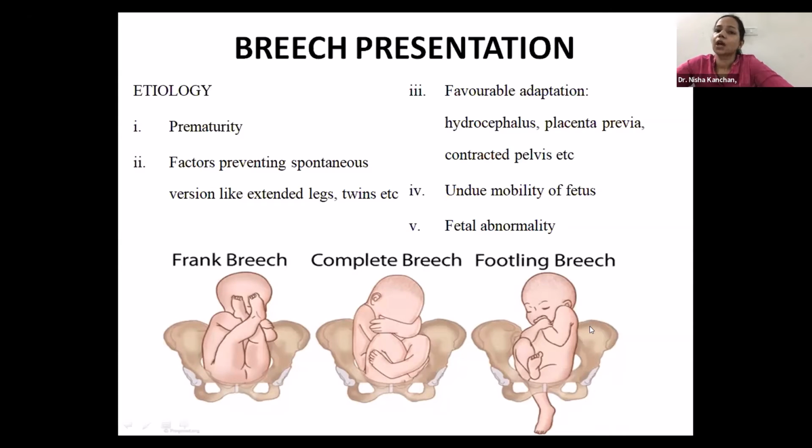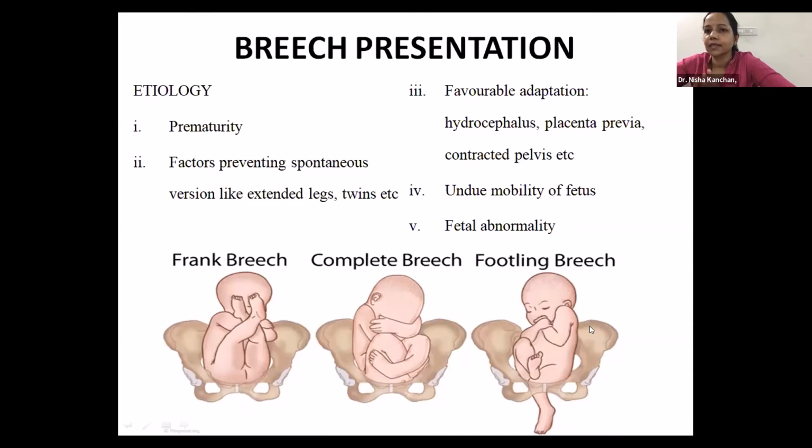With a dummy, they can also ask you to demonstrate how to hold the baby in frank breech, complete breech, and footling breech. The first picture is frank breech, where there is flexion at the hip joint and extension at the knee joint. Complete breech is the same as cephalic, where the baby is in fetal position, flexion at every joint possible. But the baby's head is in the fundus and the breech is in the lower pole.